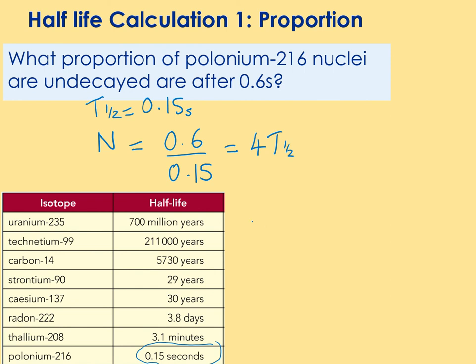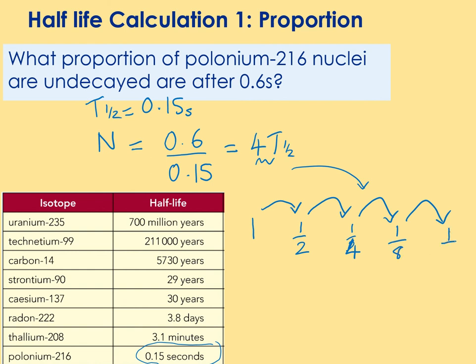So how do we work out the proportion? Well, if we start off with 1, we've basically got to half it. 1, 2, 3, 4. There are some slightly more sophisticated methods that you can use, but I find this leapfrog method is quite foolproof. So there were 4 half-lives, so I need to leapfrog 4 times. So after one half-life, there would be half left. After another, there would be a quarter left. After another half-life, there would be an eighth left, and after another, there would be a 16th left. So the answer to this question, the proportion of undecayed nuclei left after 0.6 seconds is 1/16.